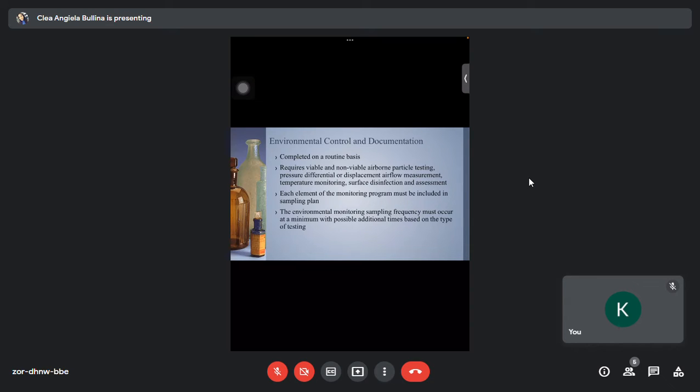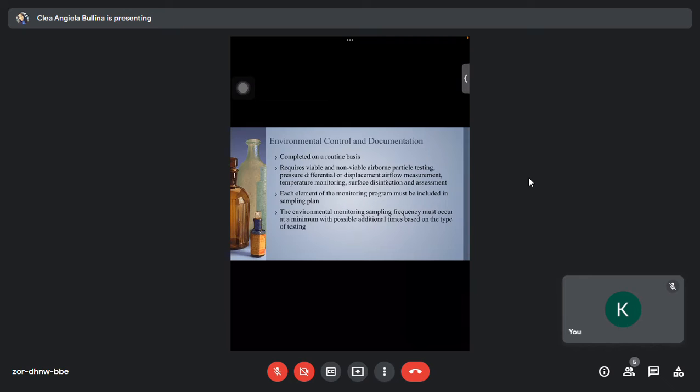So what do we mean by non-viable particles? When we say non-viable particles, these are particles that do not contain a living organism. Kaya siya non-viable. Such particles are those particles na nashe-shed from paper or dust. Yun sila. In contrast, viable particles are those living organisms.